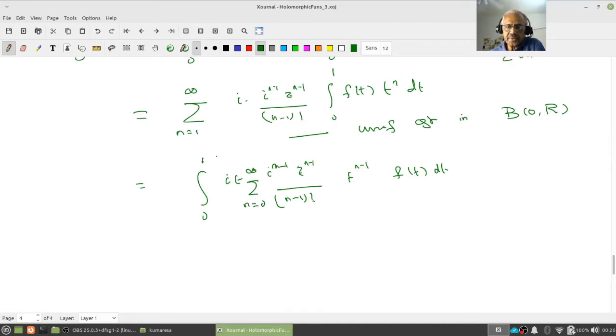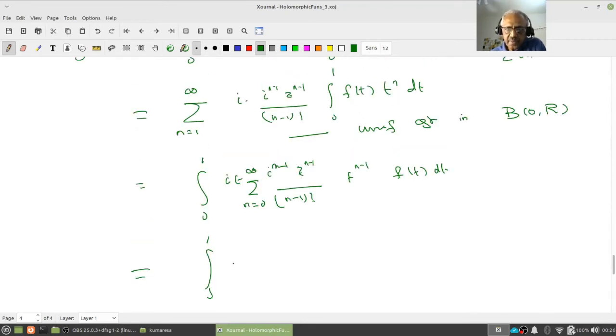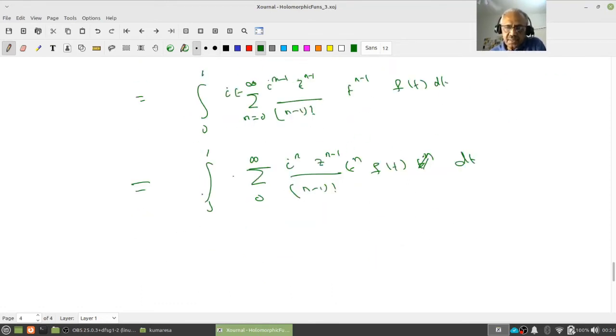Just make sure you are following. There is an i which I took out, and I am pushing this sum inside the integral. If you want, I will write it again. The integral from 0 to 1, let me write the same way: summation i to the power n, z to the power n minus 1 by n minus 1 factorial, from 0 to infinity, into f of t, t to the power n dt. If you want, put a t to the power n here. So I want to rewrite this. This is n greater than or equal to 1. I want to rewrite this integral from 0 to 1.